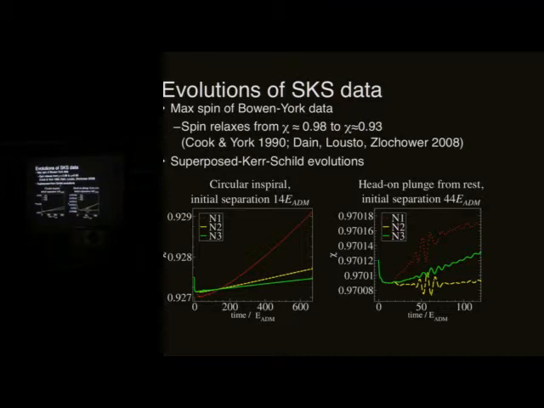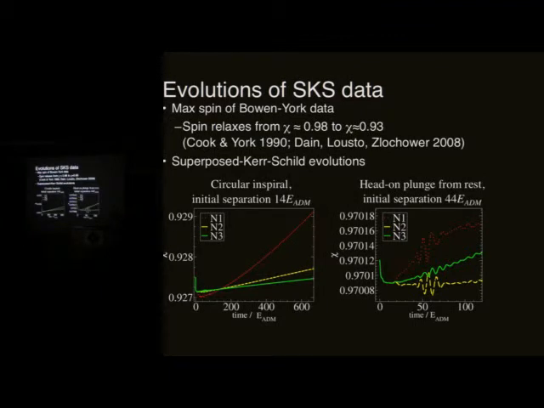So these are two evolutions. This one is a circular in-spiral. This one is a head-on plunge. They're a little bit artificial because the black holes are starting very far apart from each other, and that makes this initial perturbation that leads to this emission of spurious radiation and causes the spin to decrease to be less severe than it would be if the holes were closer together.